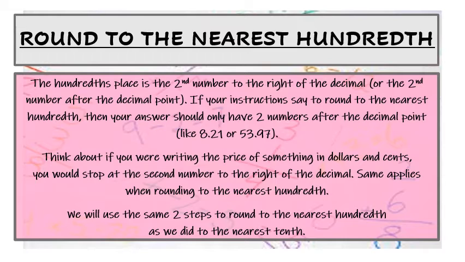the decimal point, like for example 8.21 or 53.97. Think about it. If you were writing the price of something in dollars and cents, you would stop at the second number to the right of the decimal. Think of that when you're asked to round to the nearest hundredth. And we're going to use the same 2 steps to round to the nearest hundredth as we did to the nearest tenth.